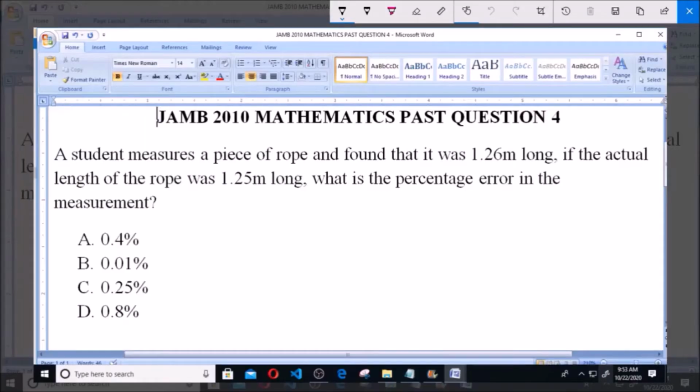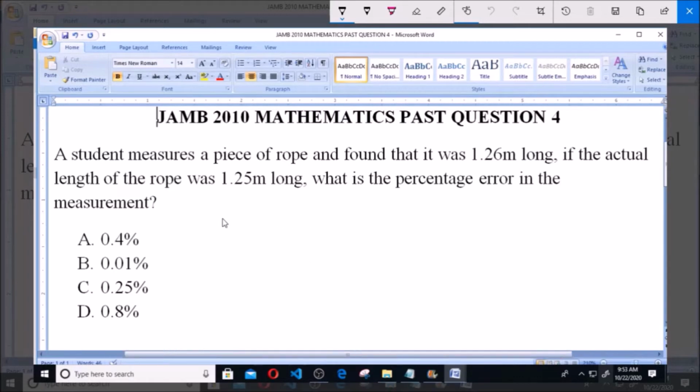I will be answering JAMB 2010 Mathematics Past Question 4. A student measures a piece of rope and found that it was 1.6 meter long. If the actual length of this rope was 1.25 meter long, what is the percentage error in the measurement? Now the options given are A 0.4%, B 0.01%, C 0.25%, and D 0.8%.